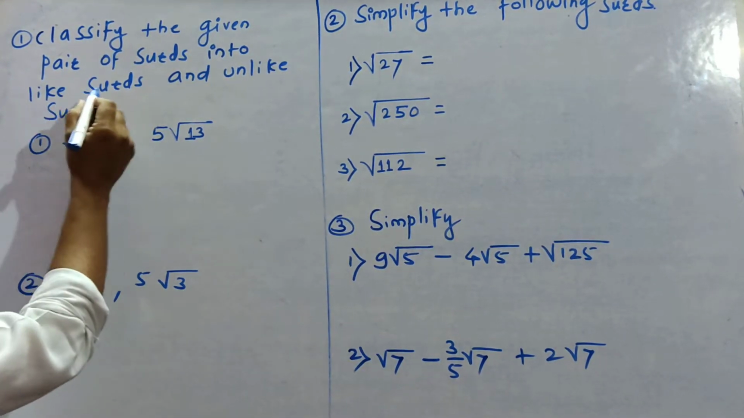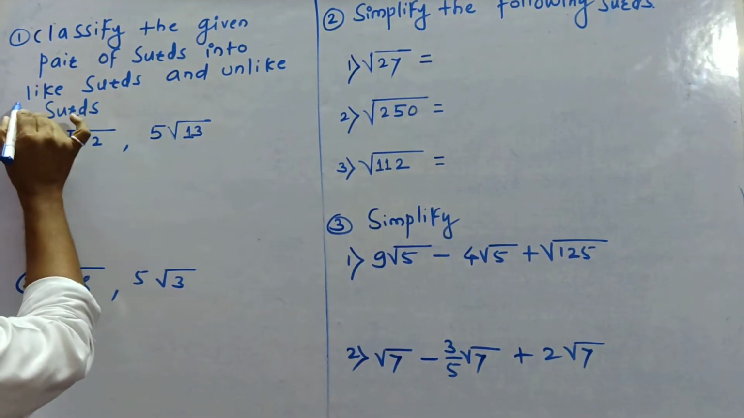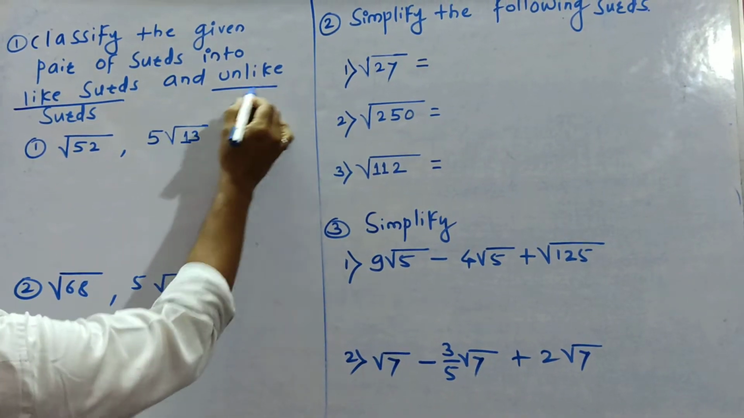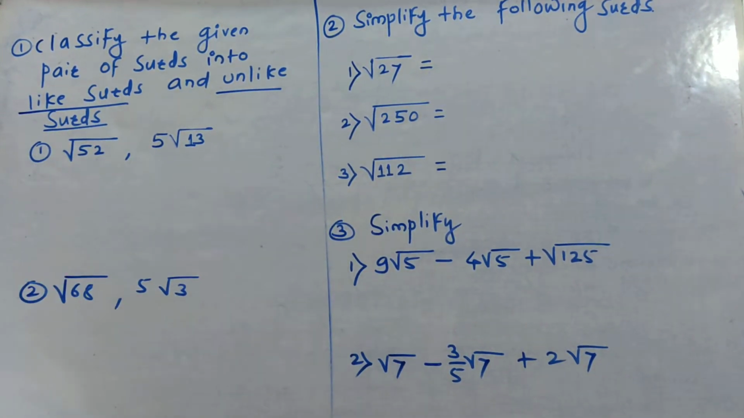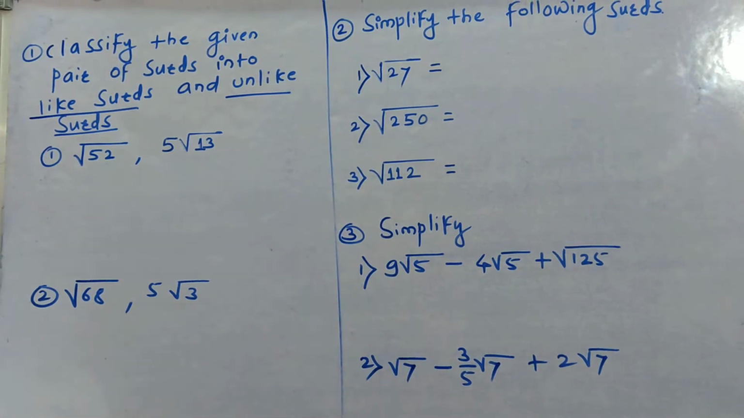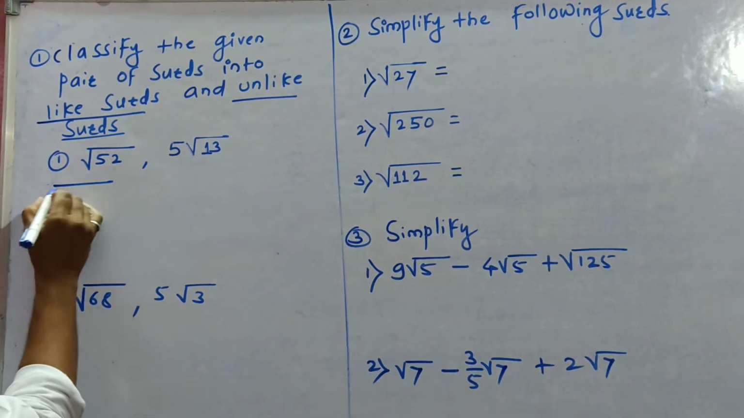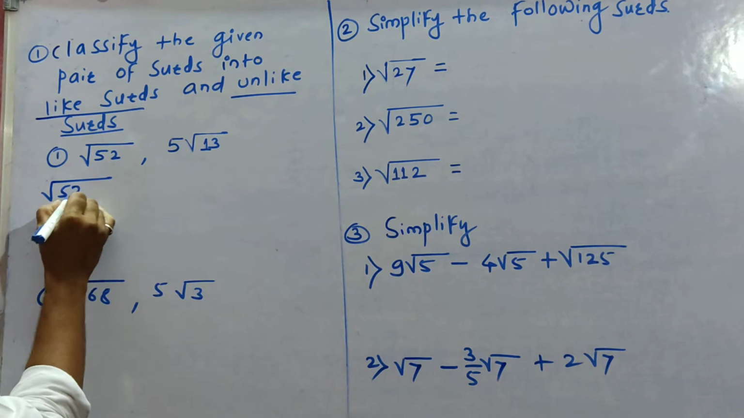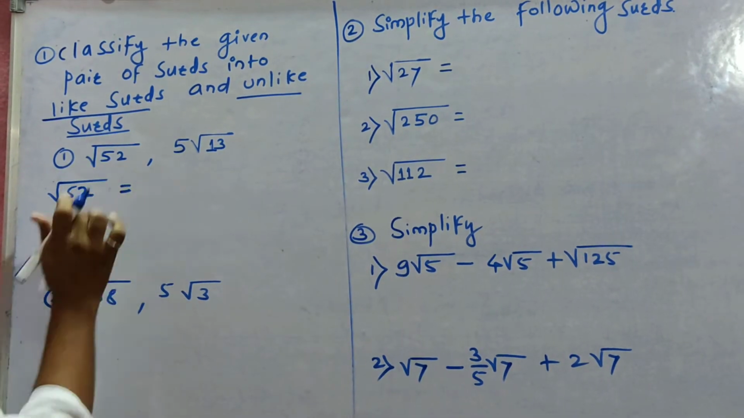Classify the given pair of surds into like surds and unlike surds. Now see here, we have to classify this. First we have to make them into simpler form, that is root 52 is there. Now we have to write the simpler form.